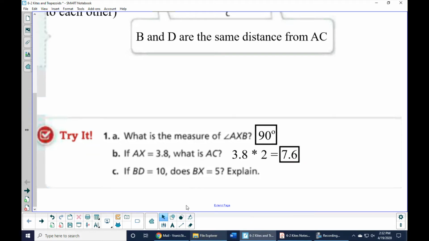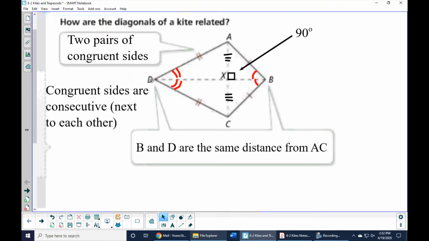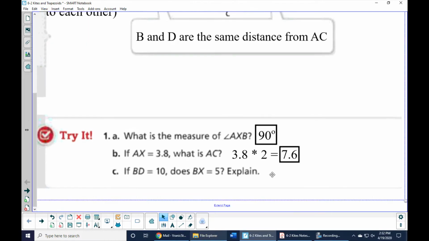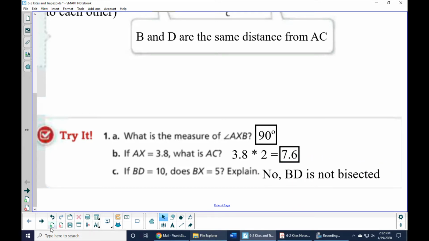Now we need to talk about part C. It says, if BD equals 10, does BX equal 5? So here's BD all the way across. If that's 10, would we say that BX right here is 5? We know that 5 is half of 10. Does this segment look like half of all this? The answer to that one's definitely going to be a no. No, it does not bisect. Okay, so we can say that BD is not bisected. So there's our answer for C.